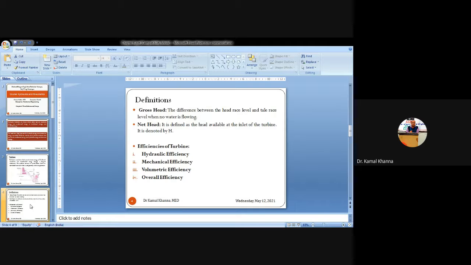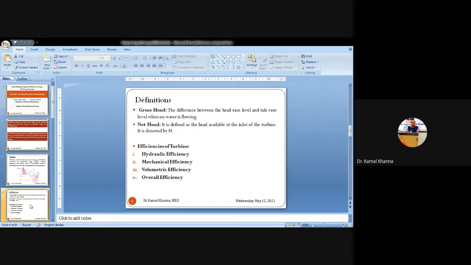So there are some definitions I have told you also. This is the gross head, that is the difference between the head race level and the tail race level, when the water is not flowing from one point to another point. Next is the net head, that is defined as the head available at the inlet of the turbine, or you can say the head available at the outlet of the nozzle. So inlet of turbine means that is the head which is being used to rotate the blades of the turbine, or you can say that is available at the outlet of the nozzle.